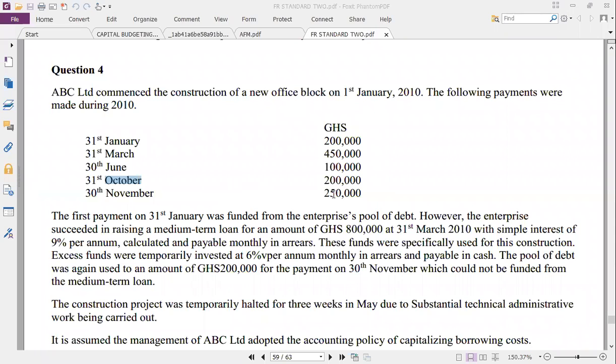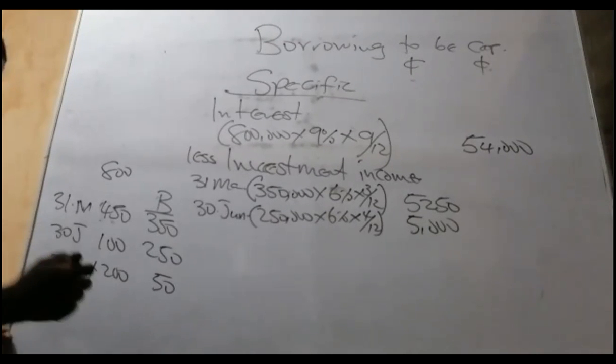Now that 30th November, this 250 that you see there as the withdrawal or the amount paid is a combination of general pool of fund and specific. So they're saying that the pool of debts was again used to an amount of 200,000 for the payment on 30th November. So it means that the 250,000 that we see here is a combination of the 50,000 remaining from the specific plus the general pool of fund of 200,000. So the specific 50,000 was free until 30th November. So it is how many months? 0 months, until 30th November.